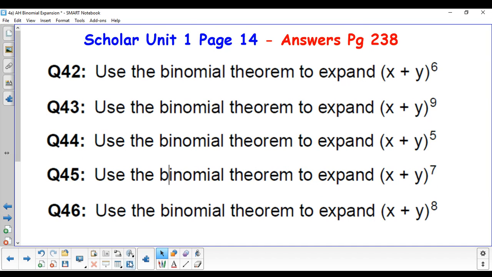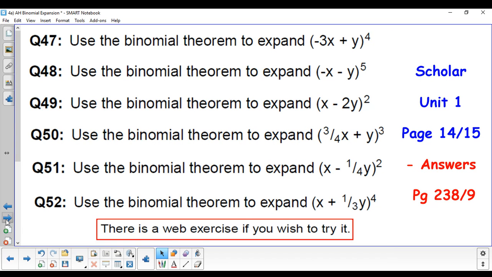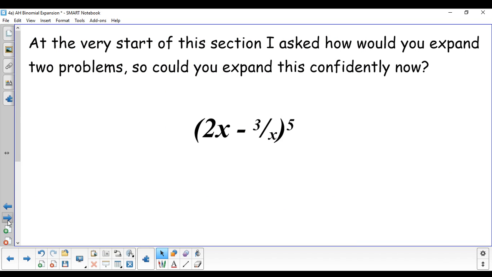Right, so these were the questions that I gave you initially. So I said if you wanted to keep going with the video, that would go on to challenging ones. So you have either done these or you can try them now and then progress on to page 14, 15, and then do them all at the one time. There's also a web exercise if you've got access to the Scholar, and your answers are in 2, 3, 8, 9.